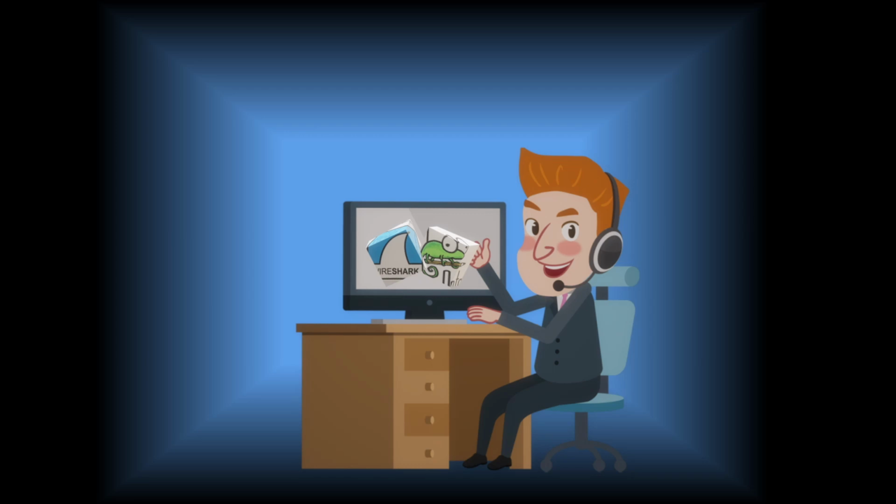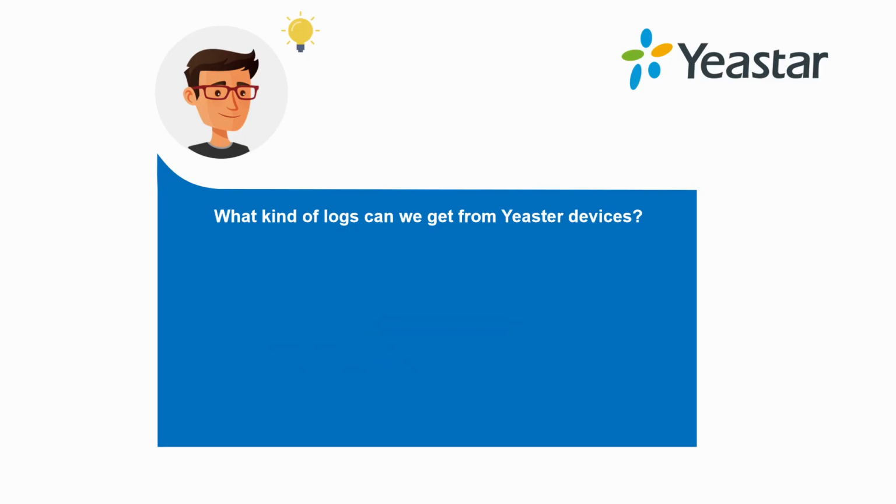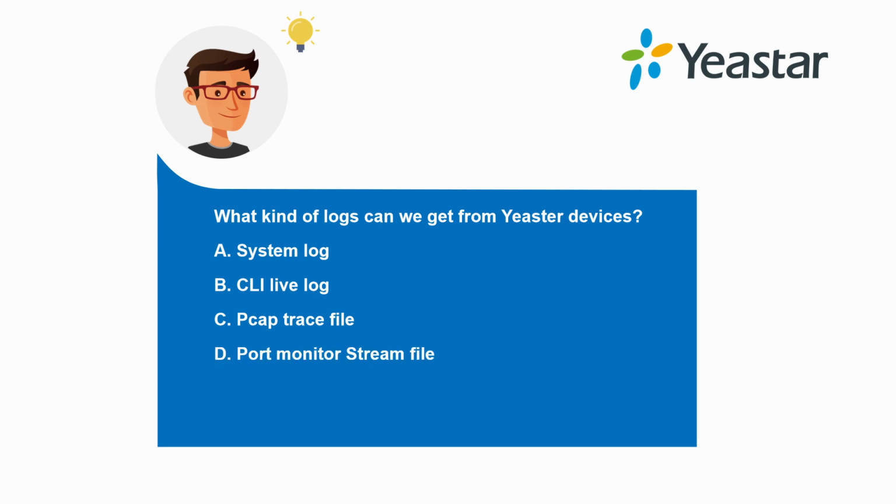In today's video, I'm going to show you guys how to get logs for Yeastar system and what kind of software we need to prepare for them. So what kind of logs can we get from Yeastar devices? So far we can get system log from our PBX and we can capture CLI live log using software like Xshell, and we can get Pcap trace files and pop monitor stream files by Yeastar built-in capture tools. And at last, obviously we have some Linkus client log for both desktop and mobile.